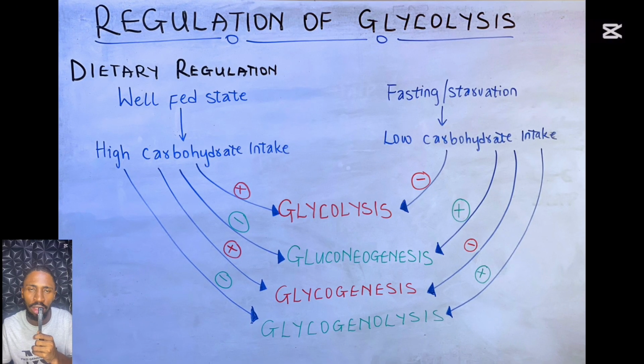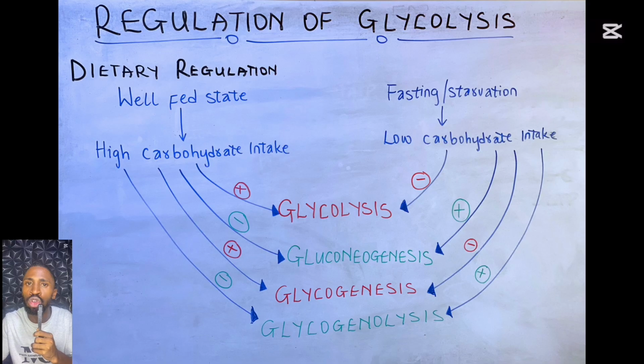So how can we regulate it dietarily? First of all, don't forget, a high-carbohydrate food increases glucose, and glucose is taken up by the tissues, such as muscle tissues or all the tissues, and what gets induced? Glycolysis. Don't forget. So when glycolysis is induced, what happens? It will form what? ATP. So a high food, a well-fed state, or a high-carbohydrate food stimulates glycolysis and inhibits gluconeogenesis.